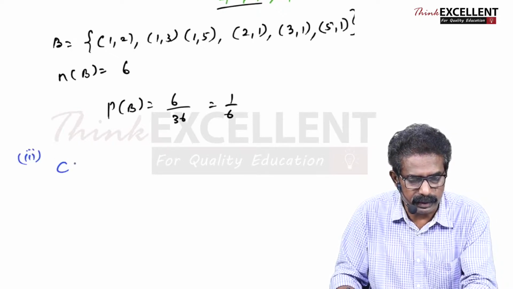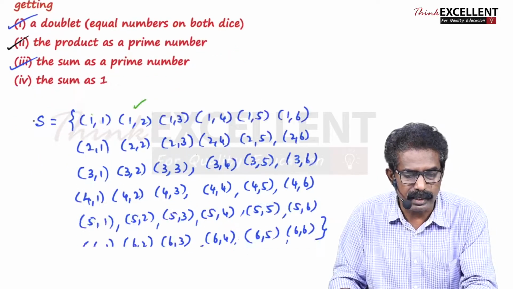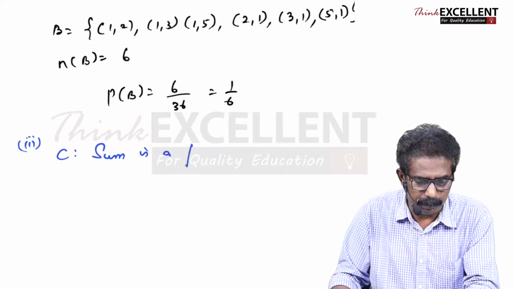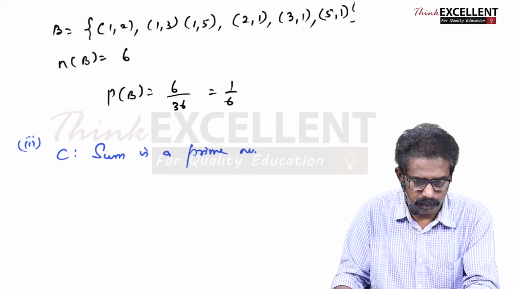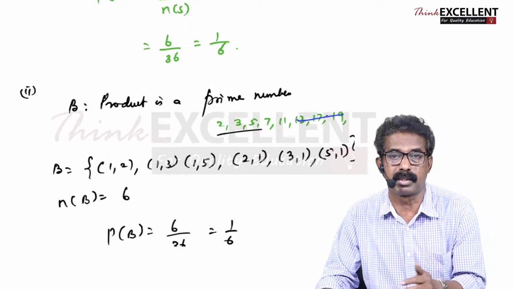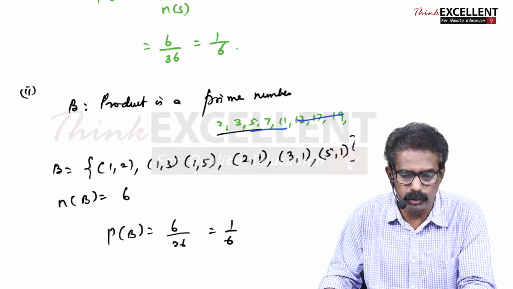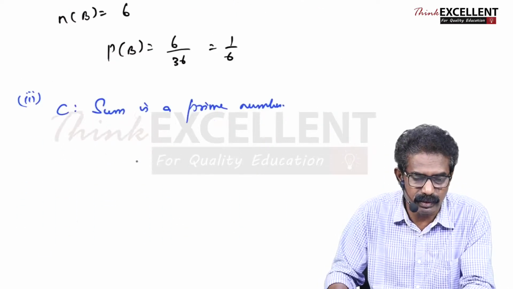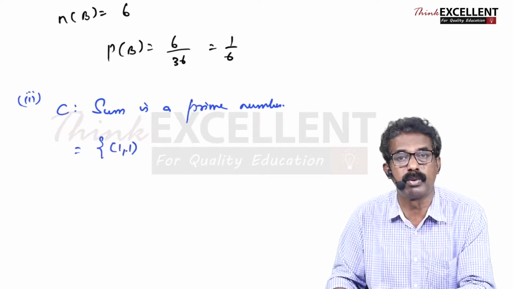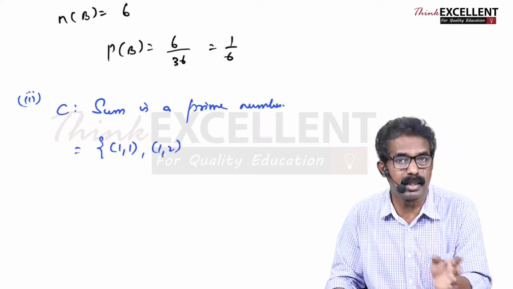Now let's move on to the third subdivision. See what they asked here. C stands for, what is that event? Sum is a prime number. You know what are the prime numbers? Maximum you get up to 12, right? 6, 6. So the sum is 12. So you have to get any of this total: 2, 3, 5, 7, 11. Okay. So in the first row, 1, 1 you can take because 1 plus 1 is 2. It's a prime number. 1, 2 you can take because 1 plus 2 is 3. 3 is a prime number.